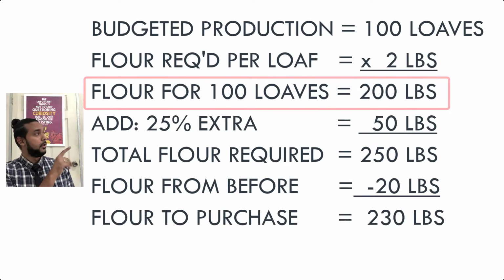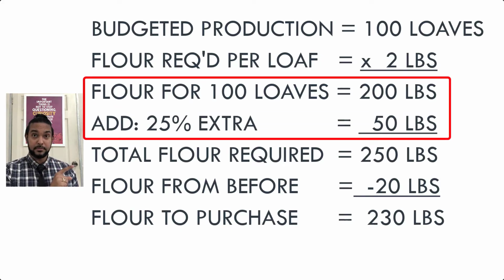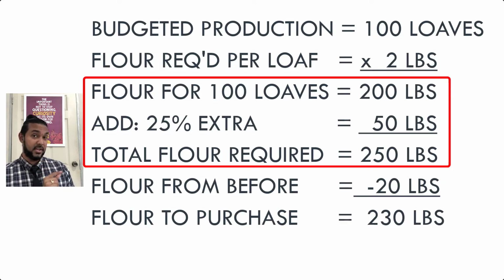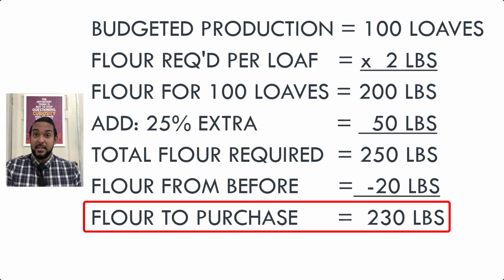So you took your production requirements, you added your closing stock, you got what you needed to be available, and you subtracted your opening stock, what you had already. And the difference, what you end up with there, that figure, that 230, is the number of pounds that you need to buy.